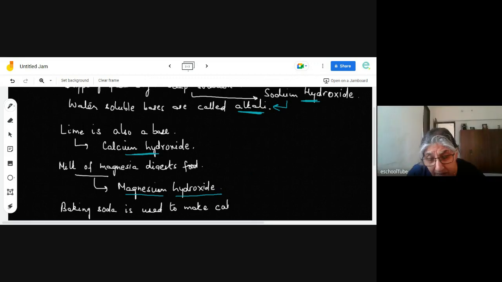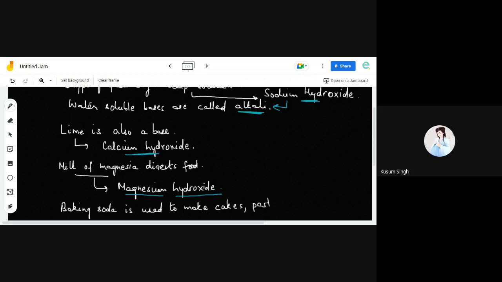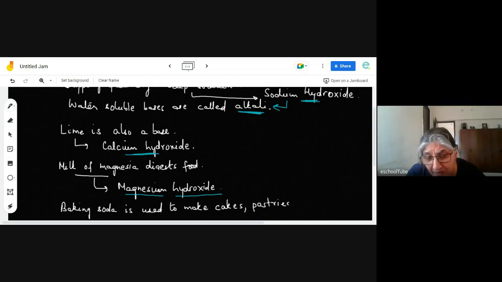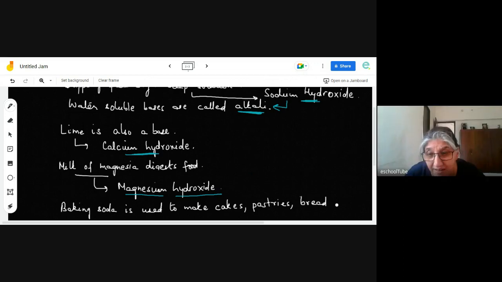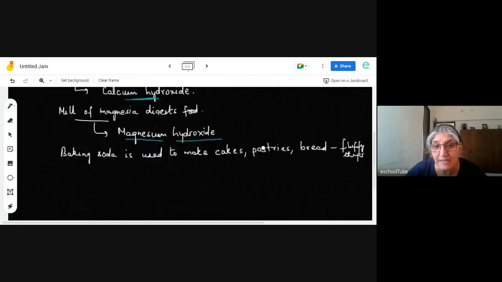Calcium. Cakes. हाँ, बोलो सोनिया. Calcium is used to make what? To make cakes, pastries, and fluffy things. हाँ, fluffy things. उसमें वो थोड़ा सा अंदर चला जाता है. क्यों जाता है? वो किस चीज का बना होता है?